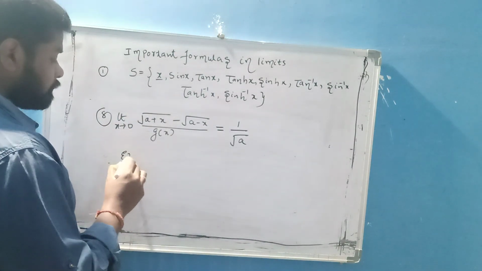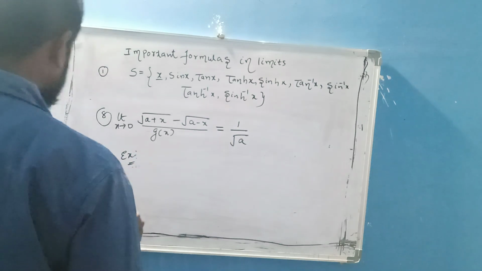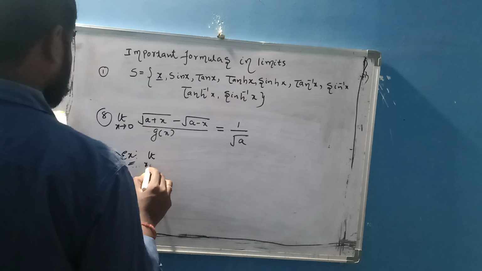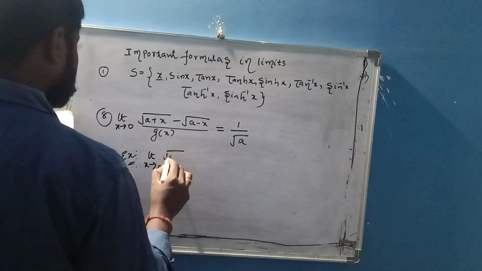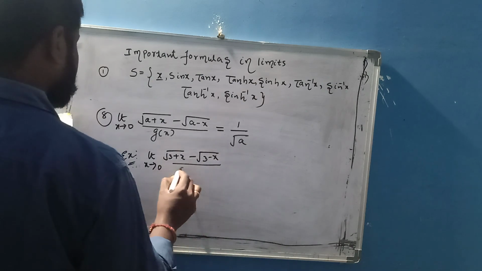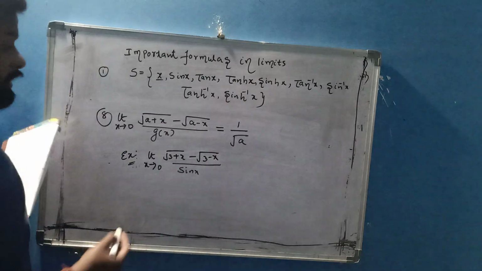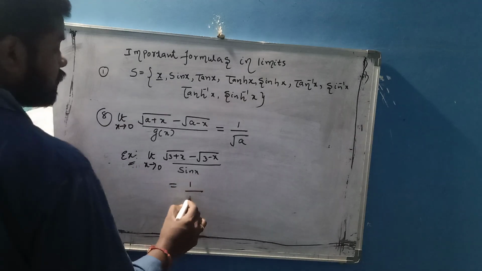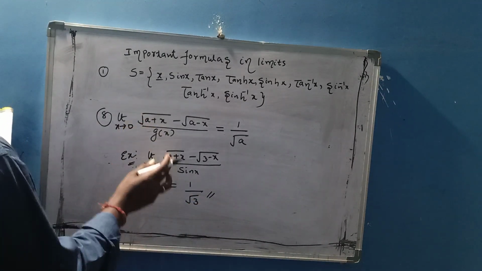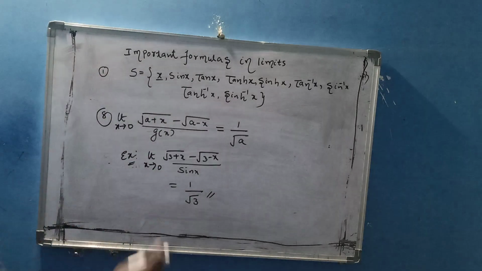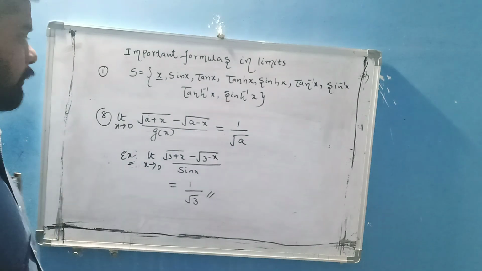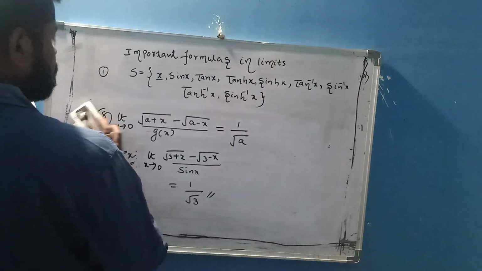Then example, limit x tends to 0, root(3 plus x) minus root(3 minus x) by sin x. What is a here? Root 3 only. That answer is 1 by root 3. A is replaced by how much here? 3. Therefore the answer is 1 by root 3. Like this a function is given here. A is replaced by 3 only. That answer is 1 by root 3. This is one formula. Okay.